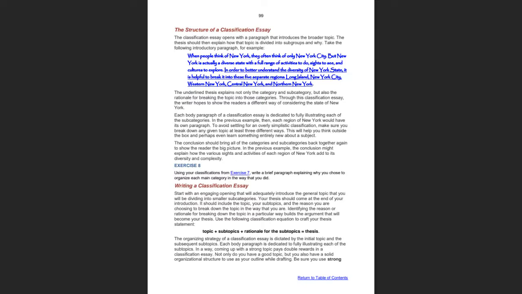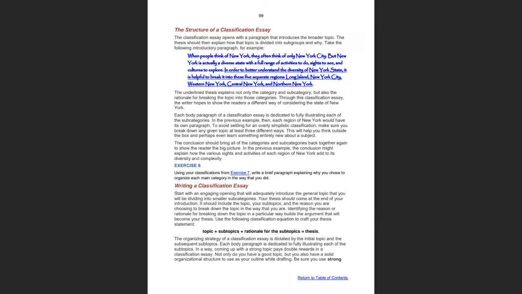The conclusion should bring all the categories and subcategories back together again. I would just caution again, don't repeat yourself if you can avoid it. I don't like the repetition of some of the conclusion strategies that they suggest here, so please keep that in mind. If you want to cater your essay to your specific teacher, try not to repeat yourself. Try to come up with some open-ended stuff that we haven't thought of.